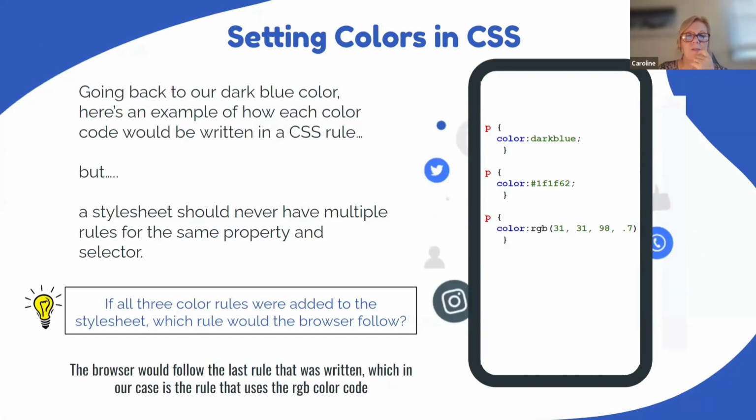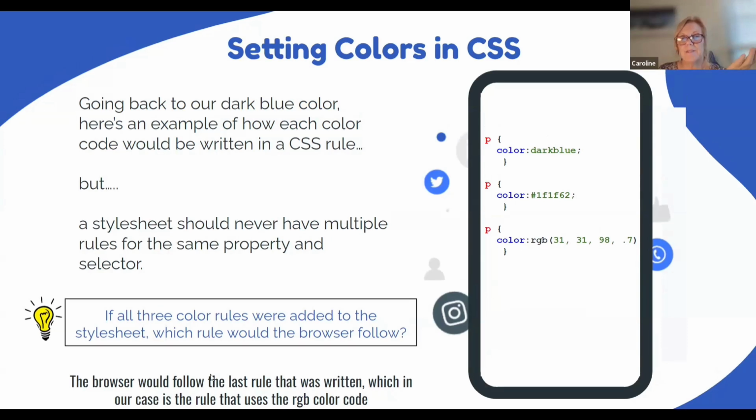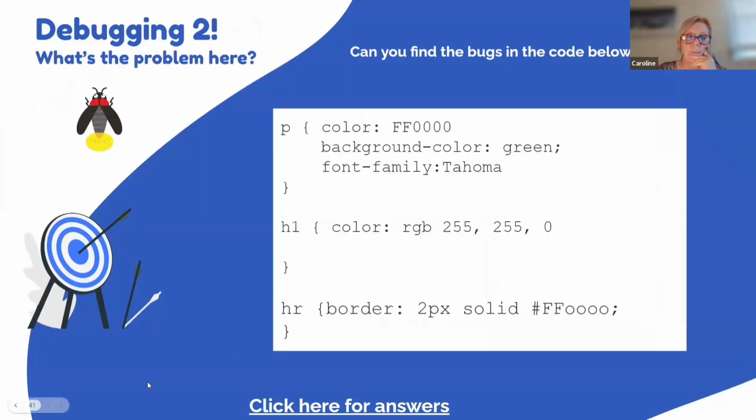Okay, there it is. So in this one, it is a challenge question, which asks: if the paragraph was given these three different styles, which would it follow? And the answer is the last one. It would read from top to bottom and then follow that last instruction. So this is really it.